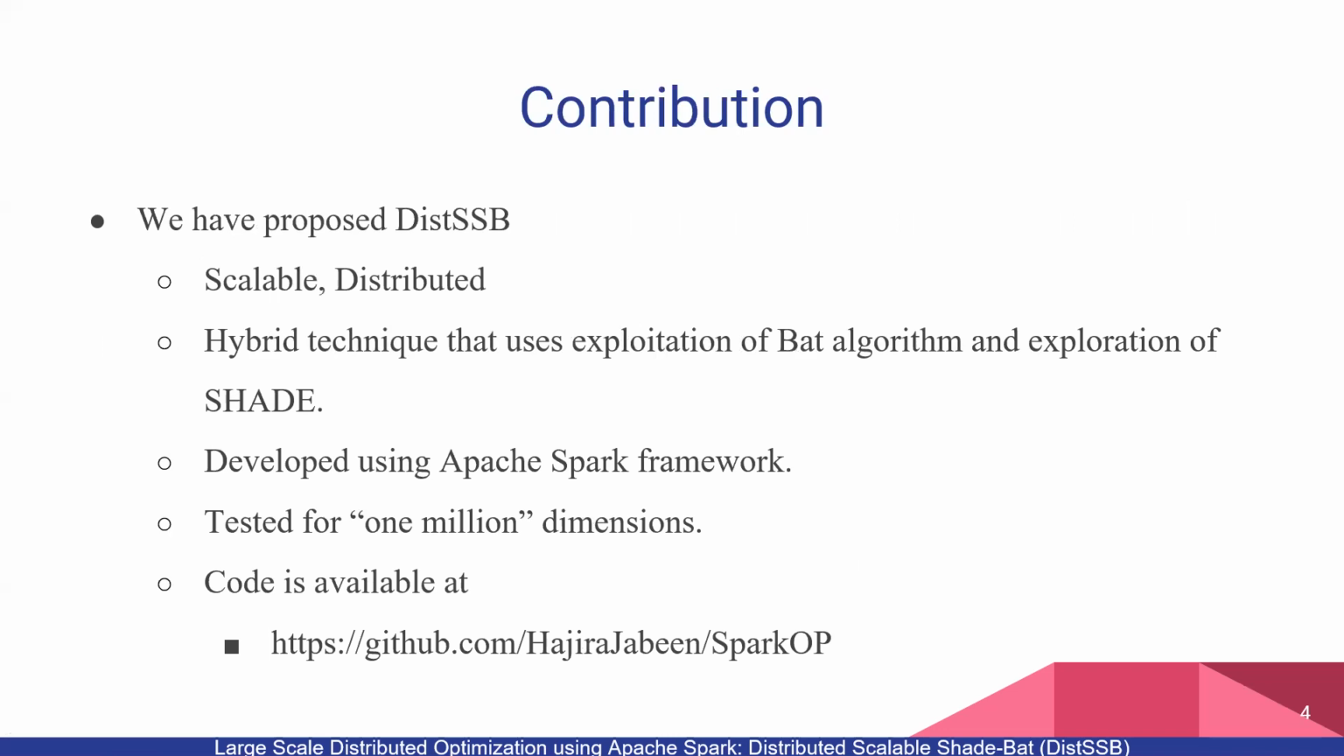So in this article, we have proposed a distributed scalable shade bat technique. Basically, it's a hybrid technique that uses the exploitation capability of the bat algorithm and the exploration power of the shade algorithm. In the bat algorithm, search is intensified by a local random search walk, while the shade algorithm uses a parameter adaptation mechanism using the history of successful parameter settings. This is one of the first of its kind to be tested for 1 million dimensions, and it has been developed using the Apache Spark framework. The code is freely available at the given GitHub link.